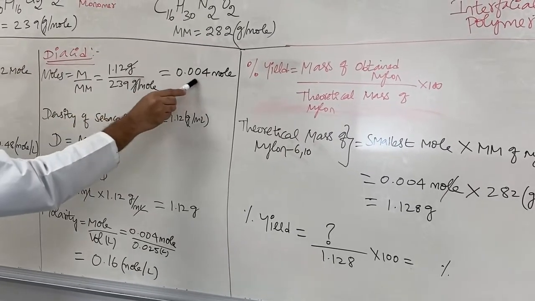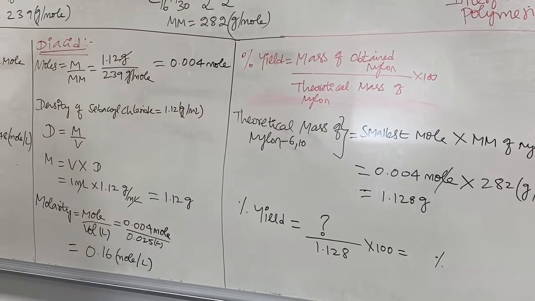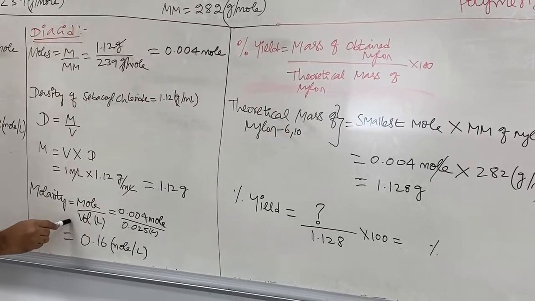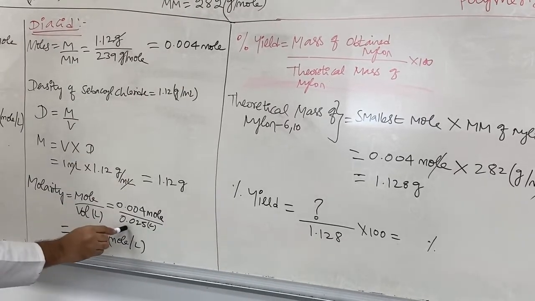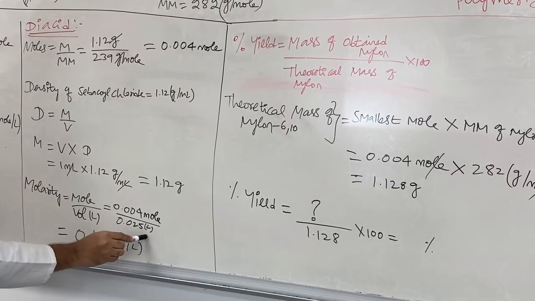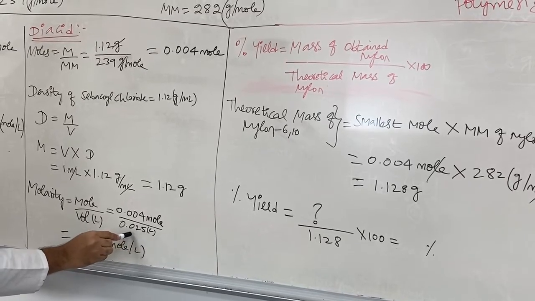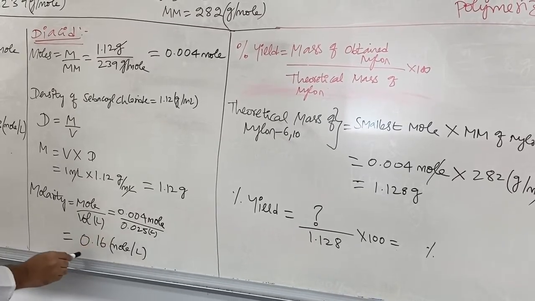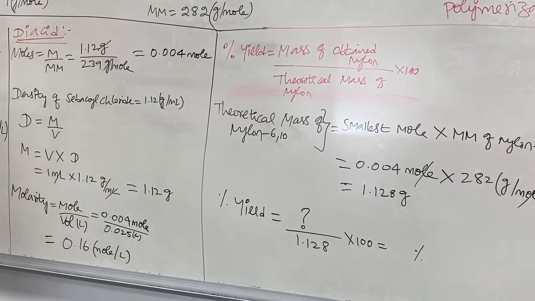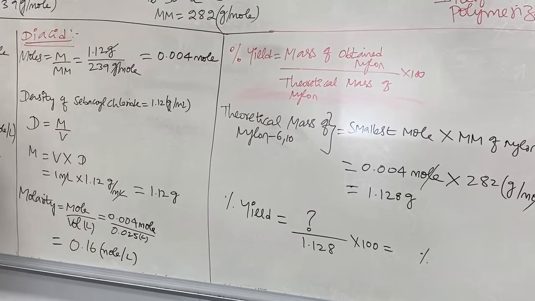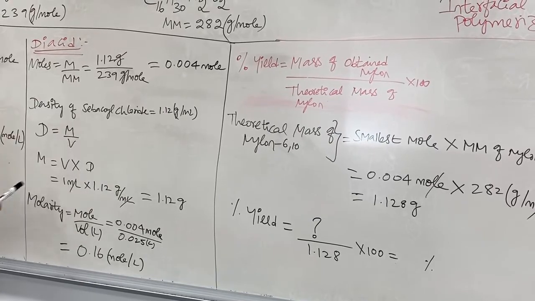So we are getting the moles, 0.004. Now molarity we have to calculate, mole by volume. Mole we got it. Then volume is 25 ml of hexane. 25 ml means 0.025 liter. So finally we got 0.16 mole per liter. So we calculated the moles and molarity for diamine and diacid.